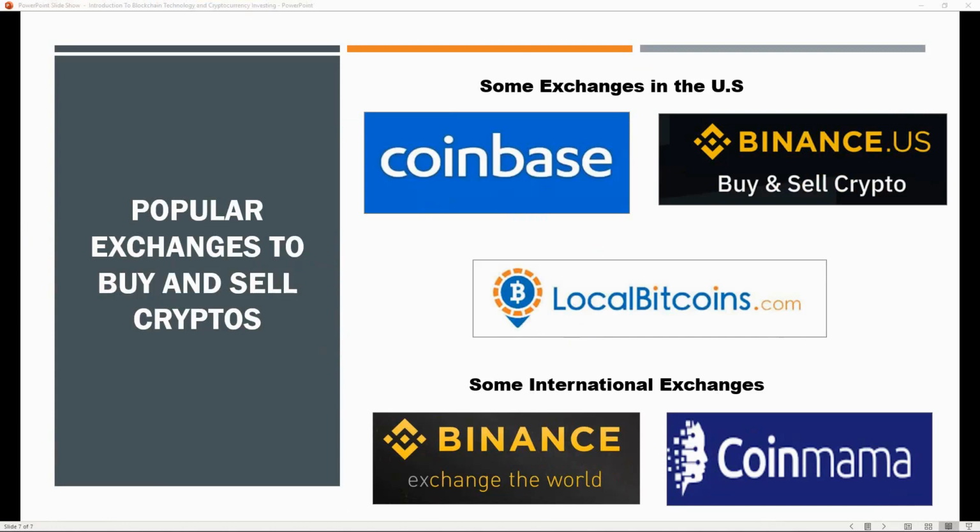Some of the popular exchanges to buy and sell crypto are Coinbase and Binance US, especially when you are in the United States. You can use Coinbase and then Binance US. Coinbase is by far the largest within the United States.